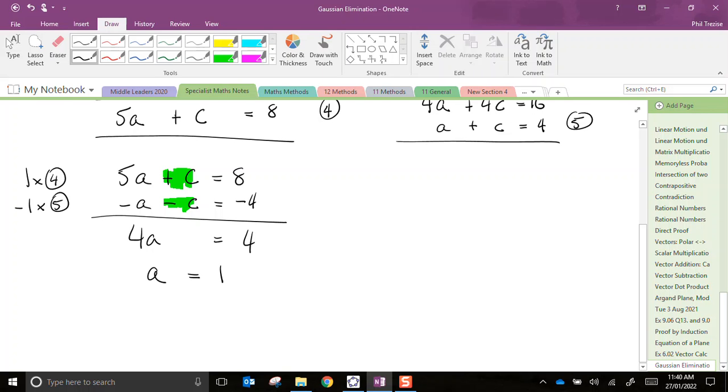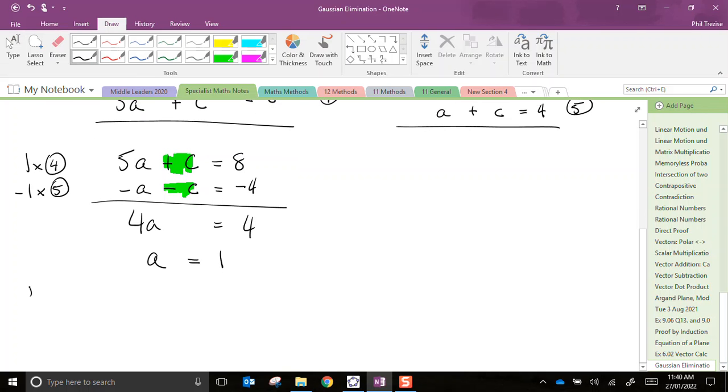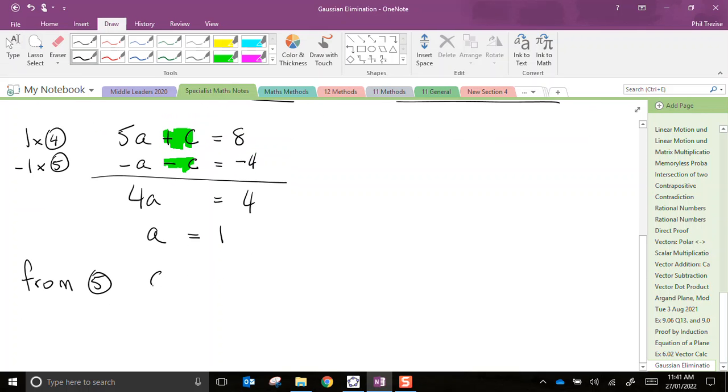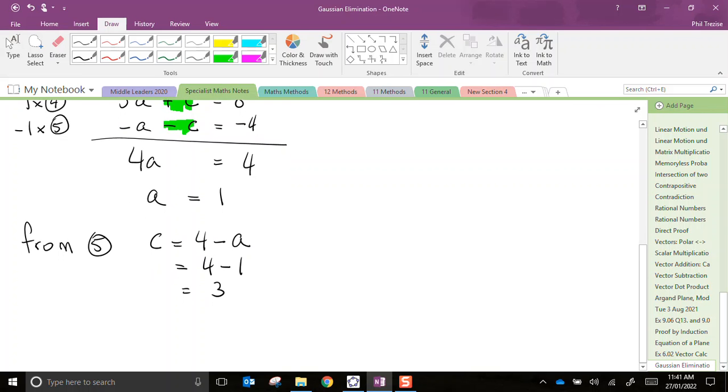Now we solve by back substitution. Look back at equation 4 and equation 5. Equation 5 looks a bit easier, so I'll work from there. I'll just make a quick note: from equation 5, I can see that c would equal 4 take a. So c equals 4 take away a. Well, we know that a is 1, so c equals 3. We've just solved for c.